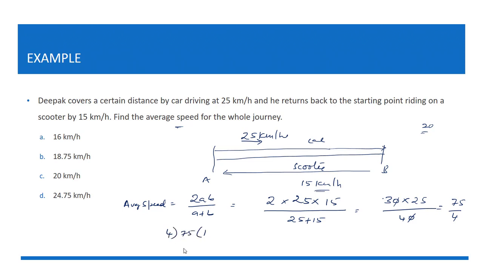75. 4 1s are 4, 3, 5 I will bring down, 4 8s are 32, correct? 3, right? I can't divide, put a dot, so I will take 0, 4 7s are 28, 2 5s are, so 20. So the answer is 18.75 km per hour. This is the average speed. The answer here is B.